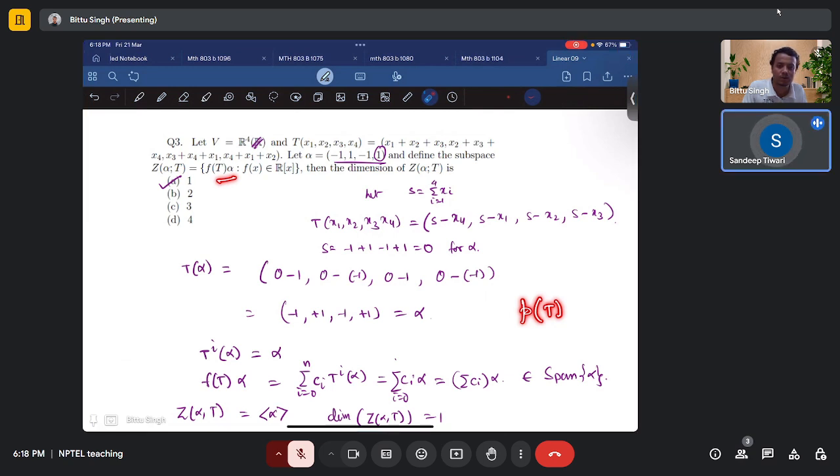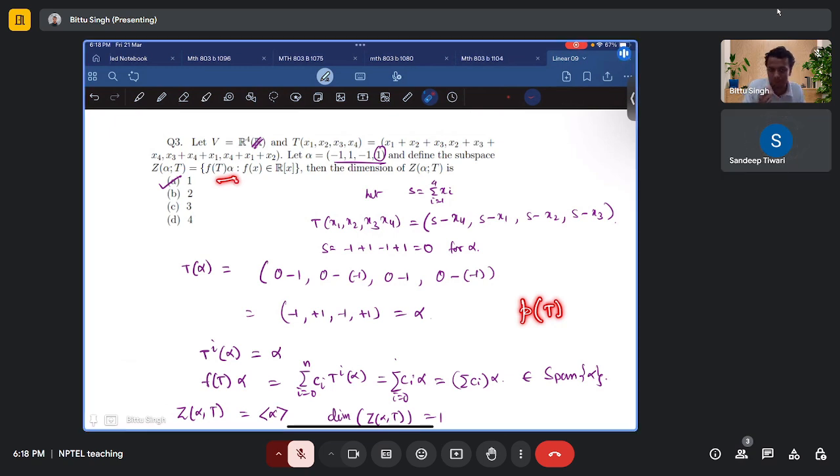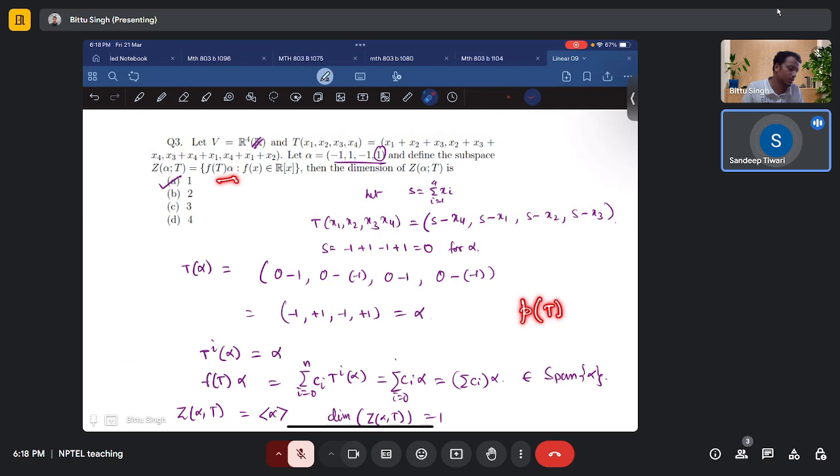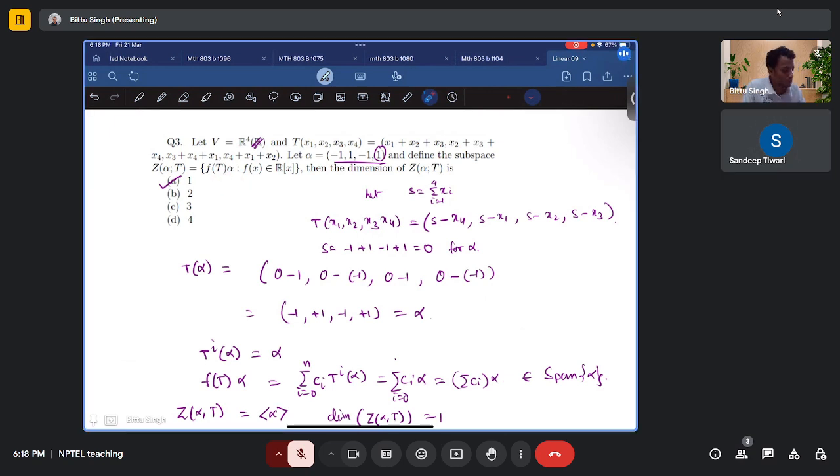We can say the degree, sir. Yes, the minimal degree polynomial, but it is not the minimal polynomial. I am not saying the minimal polynomial, but I am saying the degree of the minimal polynomial. Yes, the degree of the minimal polynomial.